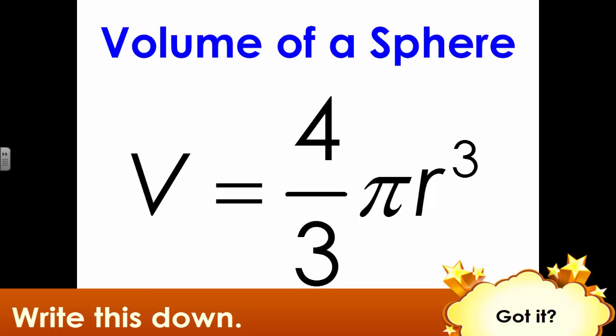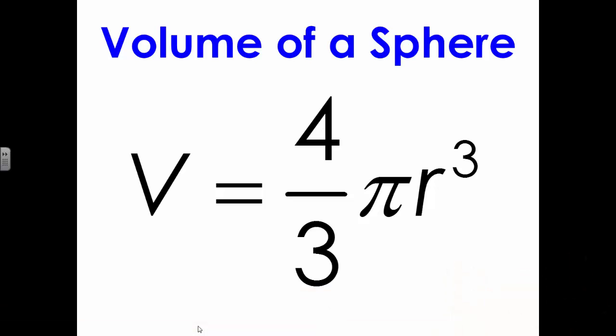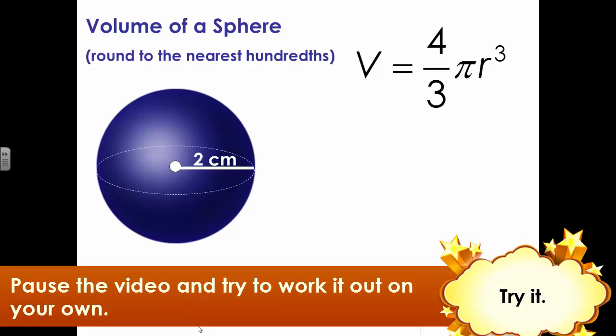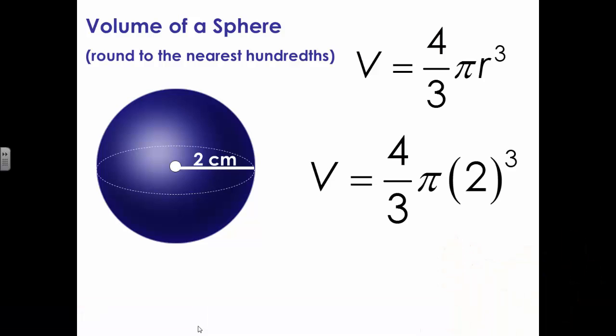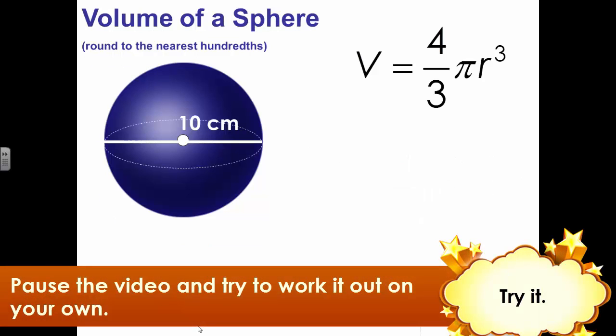Volume of a sphere, 4/3 pi r cubed. Now this button on our calculator is above the x squared button. It's an x to the box, so you have to press a 3 on this one. Find the volume of the sphere to the nearest hundredths when your radius is 2. Copy this example down. Find the volume of the sphere when the diameter is 10.